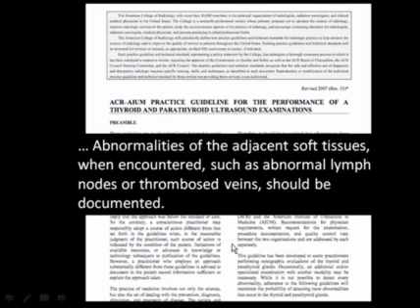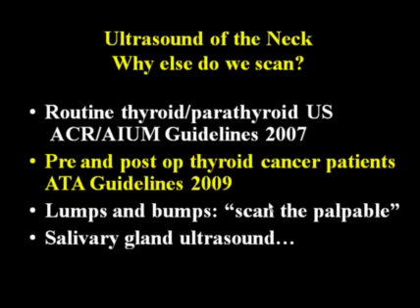Our latest practice guidelines from the ACR and AIUM for the performance of thyroid and parathyroid ultrasound have a statement which states abnormalities of the adjacent soft tissues when encountered, such as abnormal lymph nodes or thrombosed veins, should be documented. So when we're scanning these patients and we see these incidental findings, we need to know what we're looking at and we need to describe them in the report.